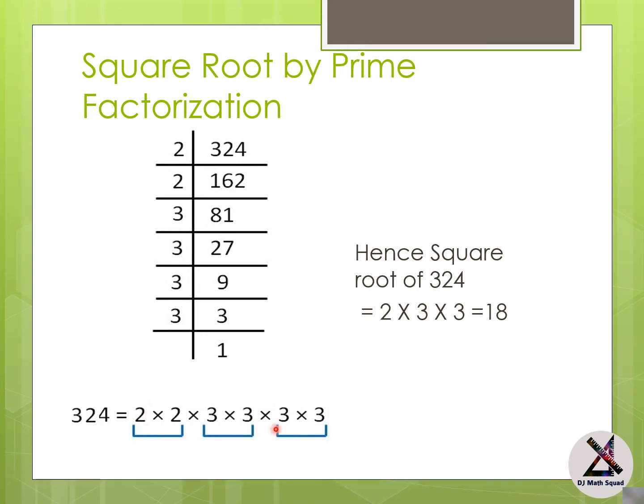So what do we do here? We make the pairs of identical numbers. You can see 2 and 2 are together, then this pair of 3 is together and this pair of 3 is together. And we take 1 out of each pair. From this pair we take 1 2, from this pair we take 1 3, and from this pair we take 1 3. Then we multiply and find the product, which is 18. So square root of 324 is 18.